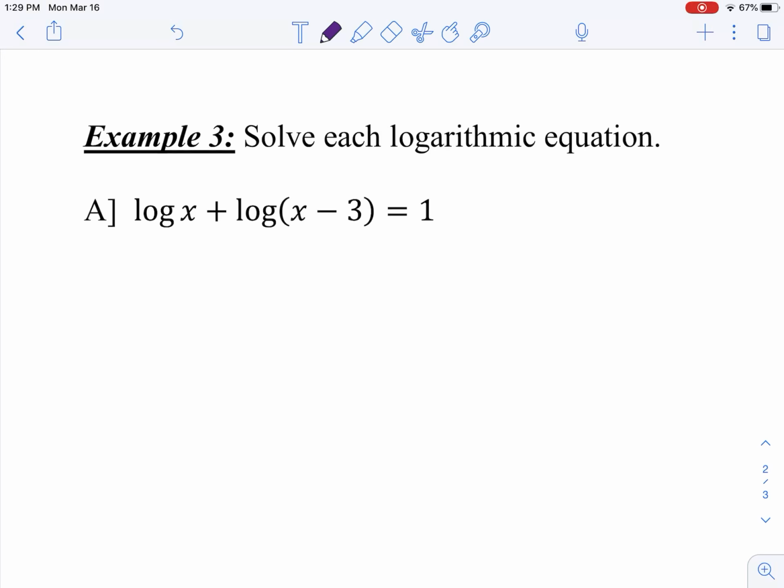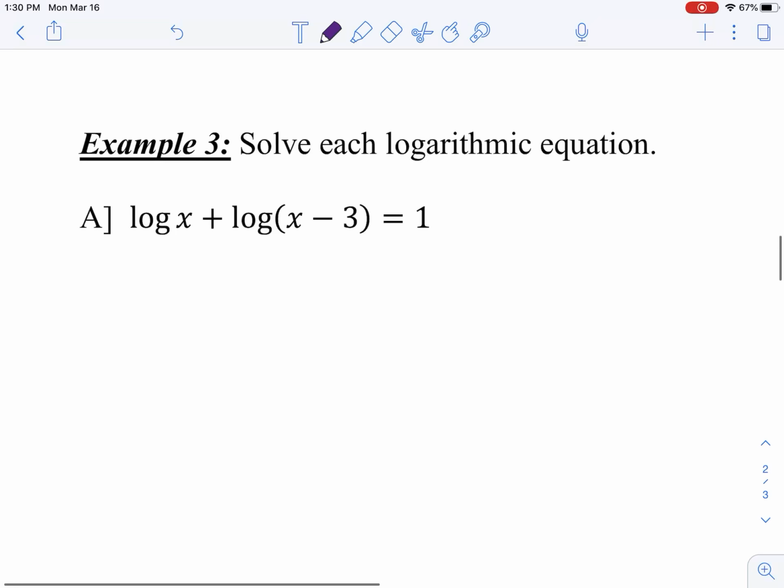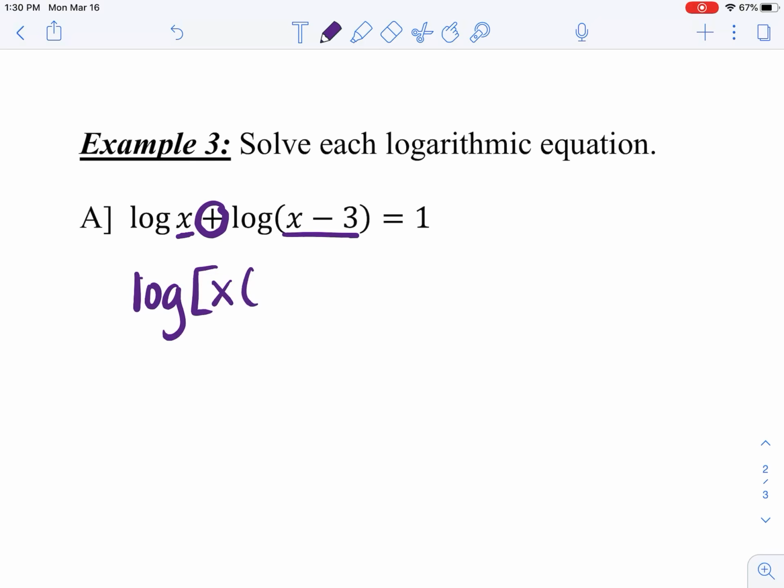So right now it's 2 logs. So what I need to do is I need to condense this. We learned how to condense in 3.3 day 1. We also practice it in 3.3 day 2. So remember, when you have 2 logs that are being added, you can make that 1 log where you are multiplying your arguments. So I'm going to multiply my arguments.